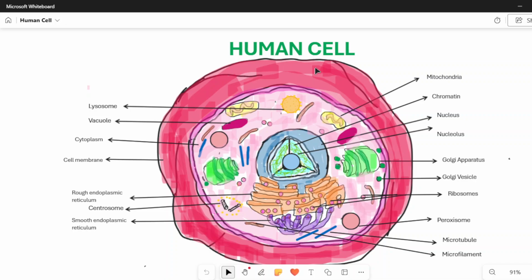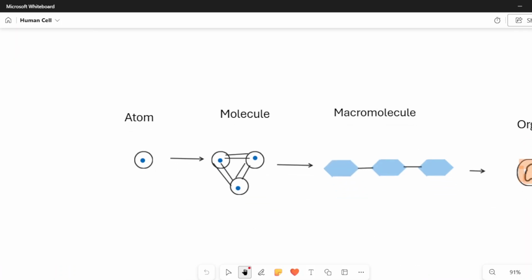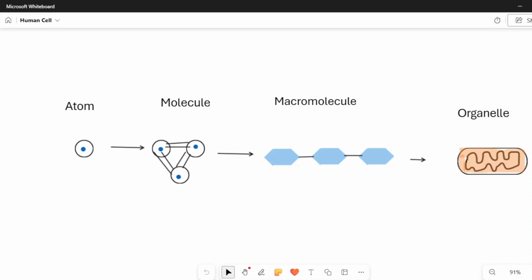How was this small unit, the cell, formed in the first place? The cell was formed from an atom. The atom is the smallest unit of matter, the smallest unit of a non-living thing. Many atoms combine together and form molecules. A molecule is nothing but two or more atoms combined together.